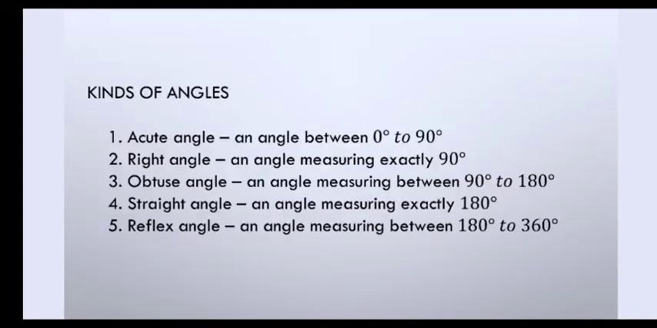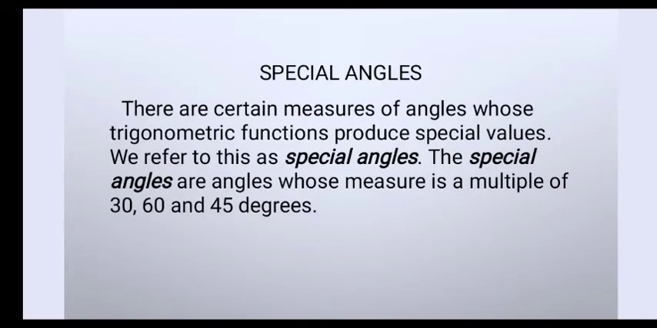So we have here kinds of angles. One is the acute angle, and this is an angle between 0 degrees to 90 degrees. We also have the right angle, measuring exactly 90 degrees, and the obtuse angle, which measures between 90 degrees to 180 degrees. We also have the straight angle, an angle which measures exactly 180 degrees, and a reflex angle measuring between 180 degrees to 360 degrees.